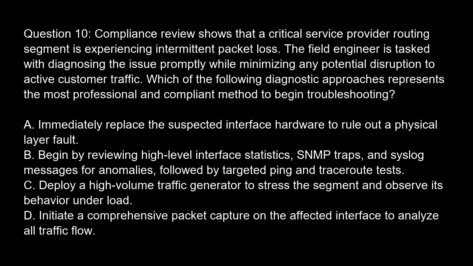Option A. Immediately replace the suspected interface hardware to rule out a physical layer fault. Option B. Begin by reviewing high-level interface statistics, SNMP traps, and syslog messages for anomalies, followed by targeted ping and traceroute tests. Option C. Deploy a high-volume traffic generator to stress the segment and observe its behavior under load. Option D. Initiate a comprehensive packet capture on the affected interface to analyze all traffic flow.